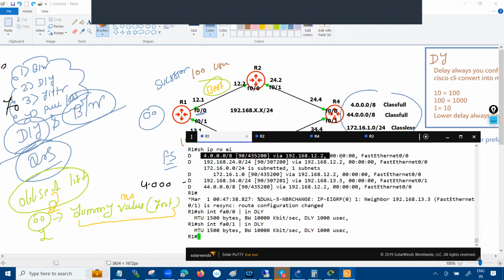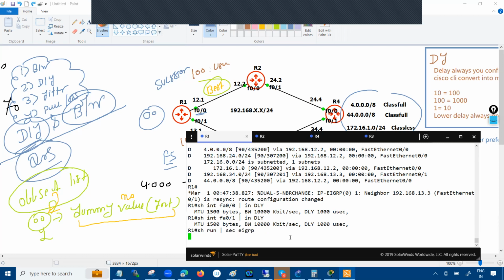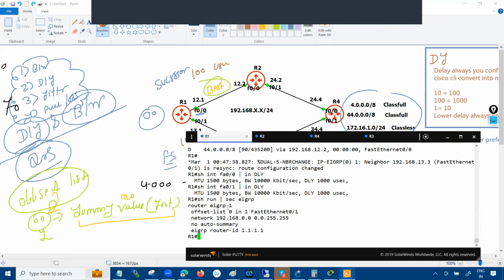So now the tricky question comes to you. Whenever somebody asks you, hey, you have to change the path. You have to make router 2 the best, router 3 a non-best. Router 2 should be the successor, router 3 will be the feasible one. You are not allowed to change the delay or bandwidth, then offset comes into the picture. Always remember one thing: offset list is always going to increment the value. It cannot decrement it.